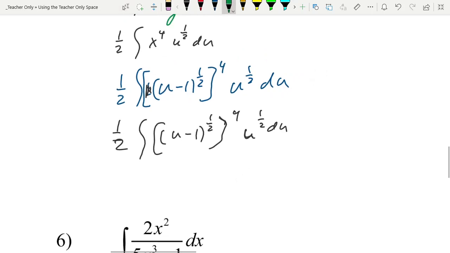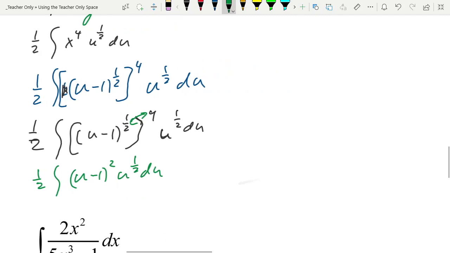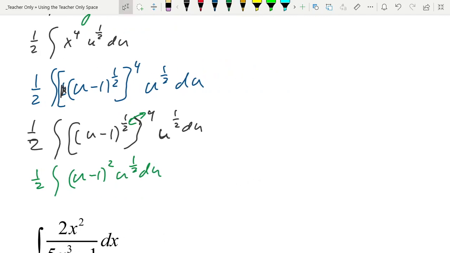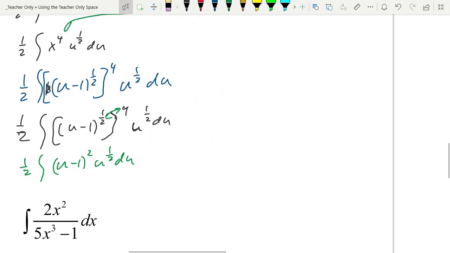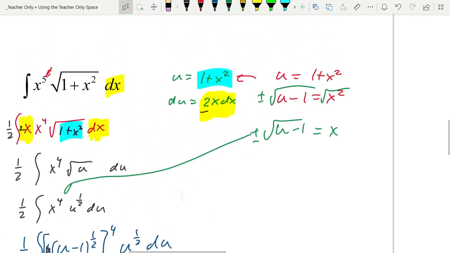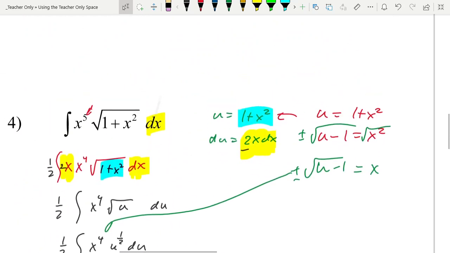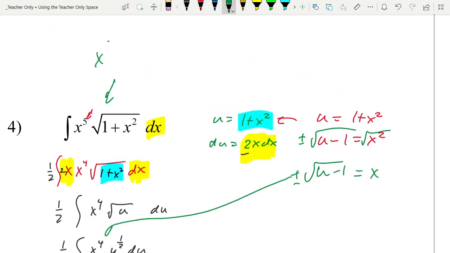Okay, then we say, what do we do when we have powers raised to powers? Powers raised to powers multiply. So 4 times 1/2, or half of 4, makes u minus 1 squared times u to the 1/2. And look at that. That puts us right back to what we did the other way if we just recognize the x squared substitution. Cool. Now, the original problem, I would not have been able to substitute. Not substitute.